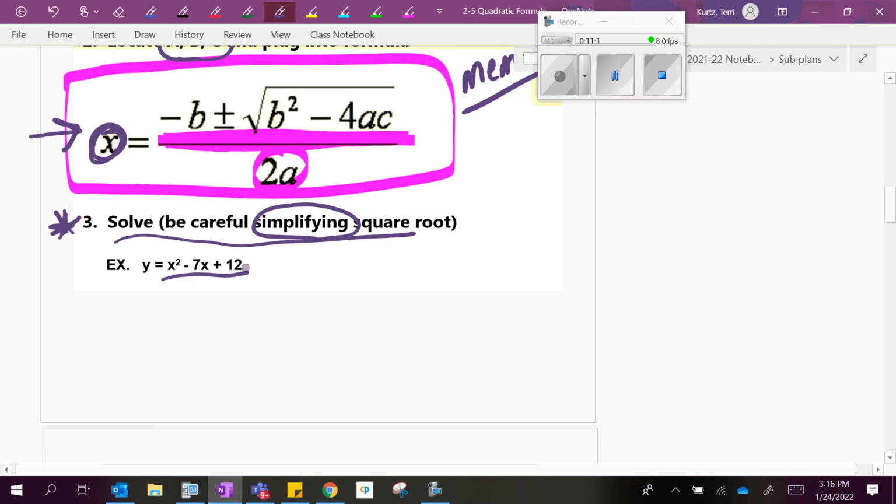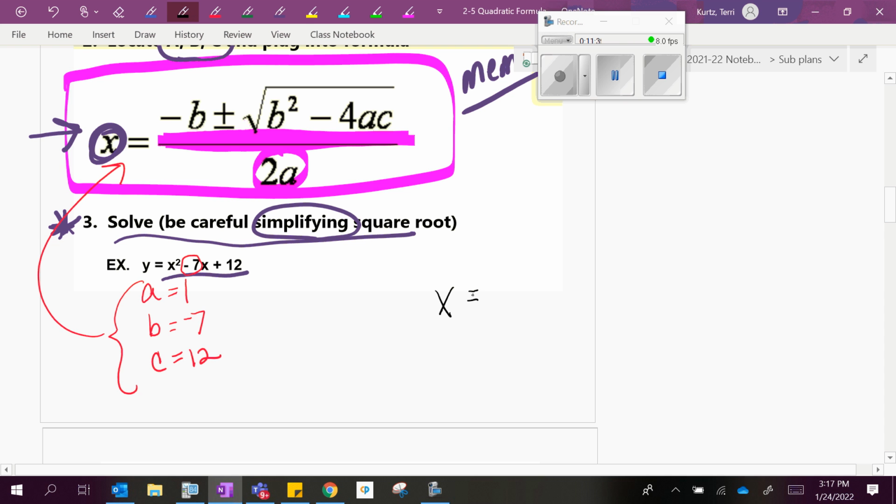So if we look at this example, if we identify a, b, and c, you know a equals 1, b is negative 7, always be sure and include your sign, and c is 12. So now we've identified a, b, and c. We're going to plug those values into our formula. So let's come over here.